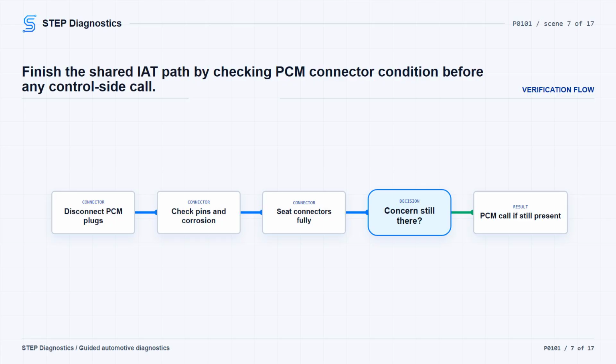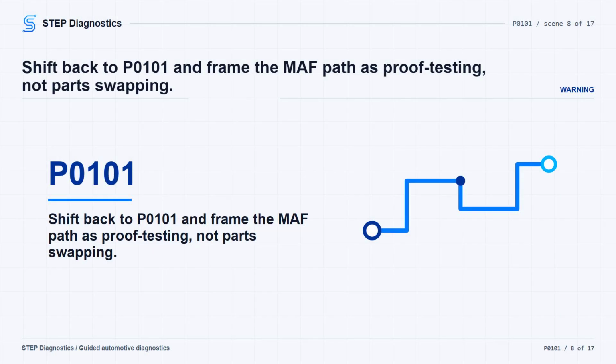Once that shared air temperature issue is handled, come back to the P0101 MAF path instead of mixing the two diagnostics together. Now focus on P0101.